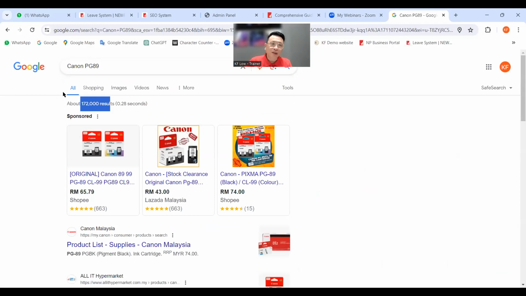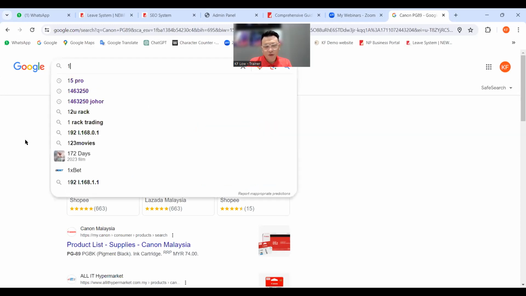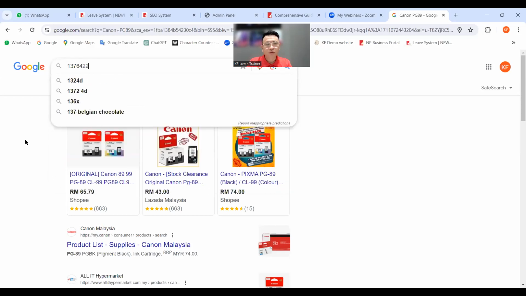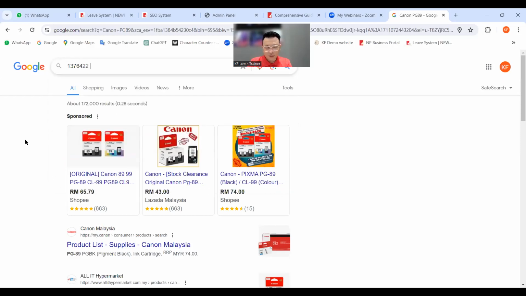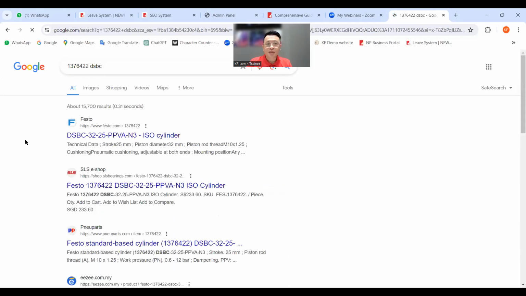Let me give you another example. The other day, I had one client. When I looked at their website, I got a shock because in their product title they put a code. This one is from a mechanical company: 1376422, and something like DSDC. Do you all know what this is? I also don't know, unless I'm selling this product or looking for it.